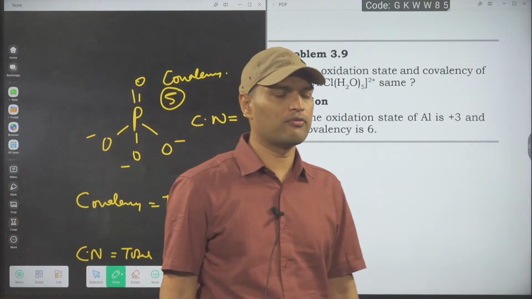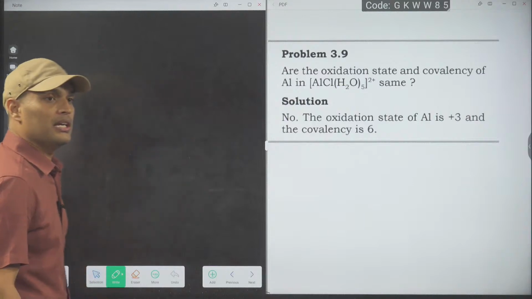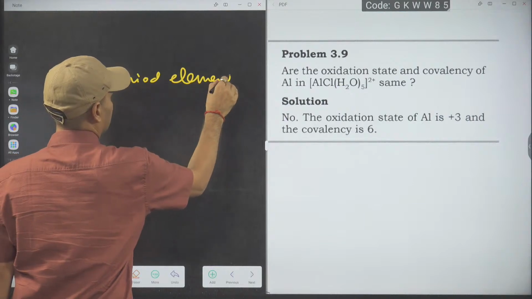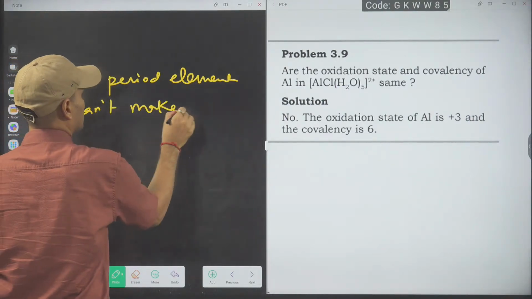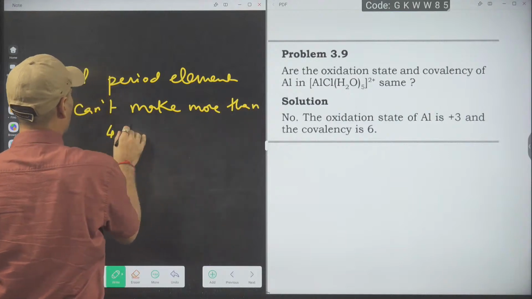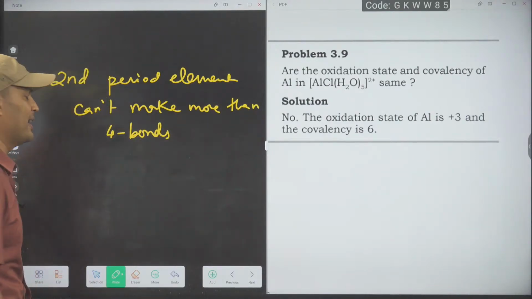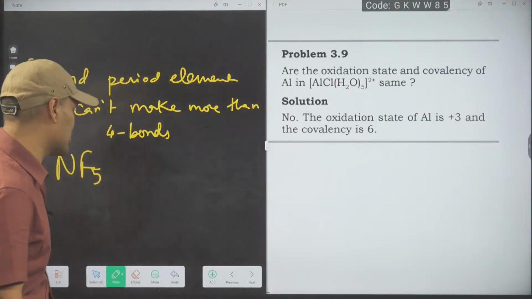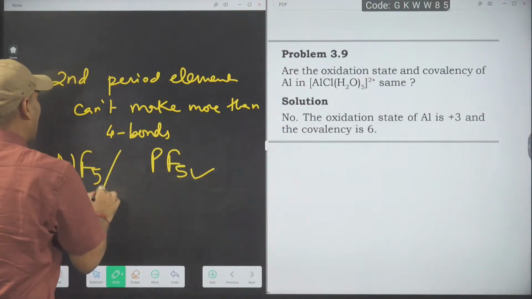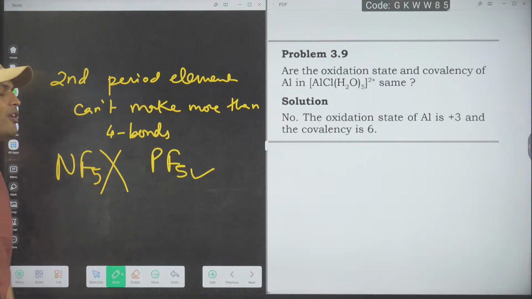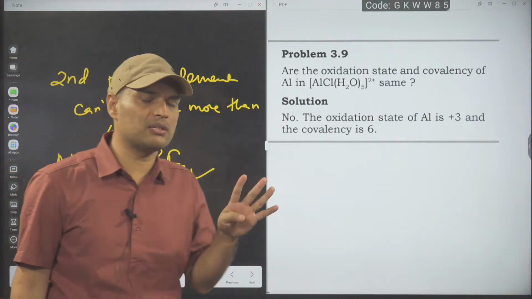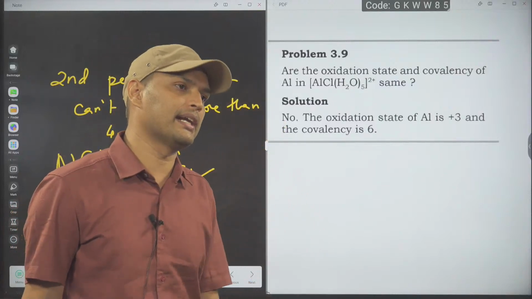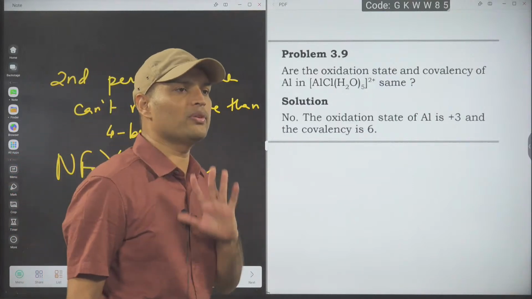Covalency is the number of covalent bonds. You remember that point, that a second period element cannot make more than 4 bonds, cannot expand its covalency. That's why they ask this question in the P block. Nitrogen pentahalides are not possible, PF5 is possible, but nitrogen pentahalide is not possible because nitrogen cannot form 5 bonds. Second period elements make maximum 4 bonds. There are 8 electrons, they don't have the capacity.